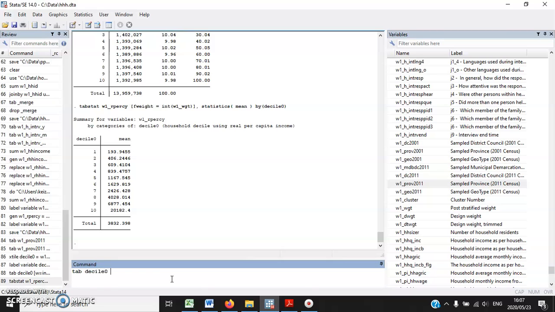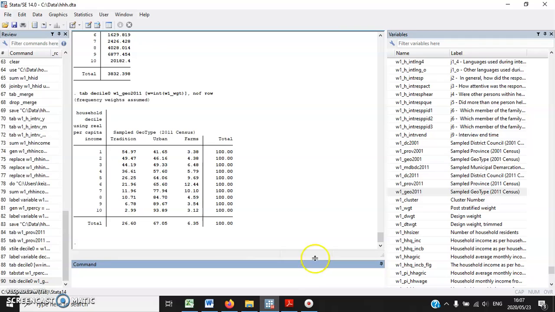Tab decile 0, and where is the geotype variable? This is the one, actually, I remember. No frequency, and row.